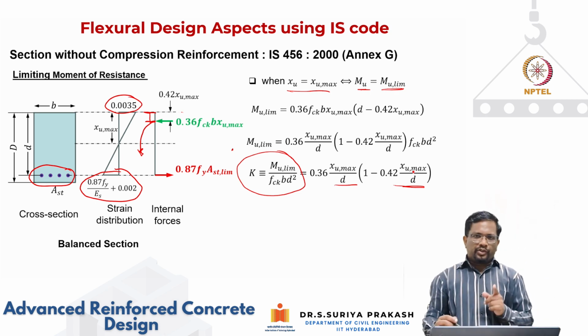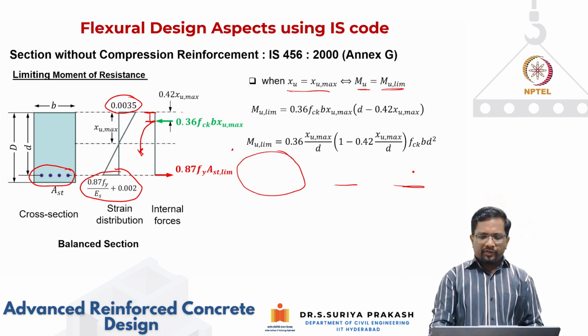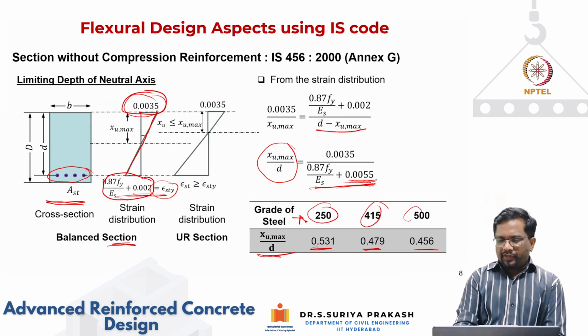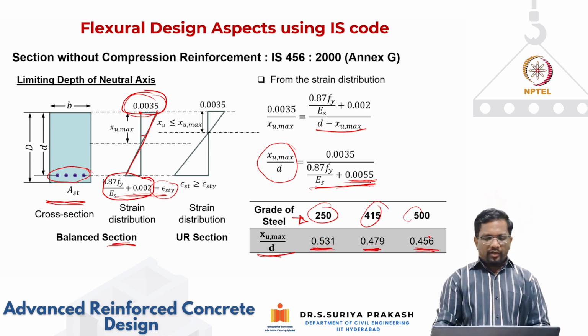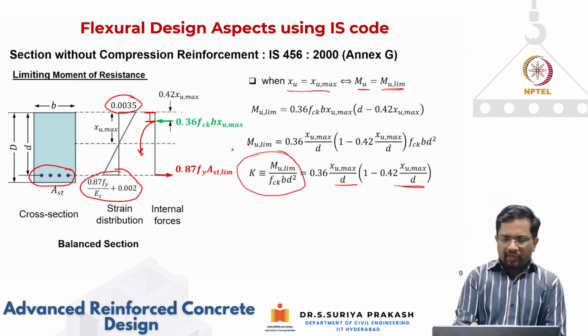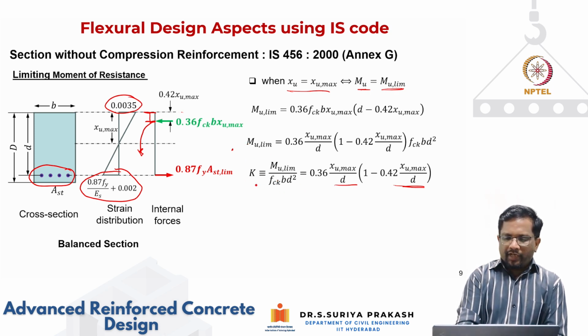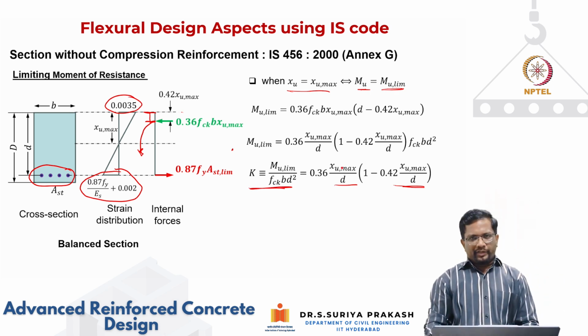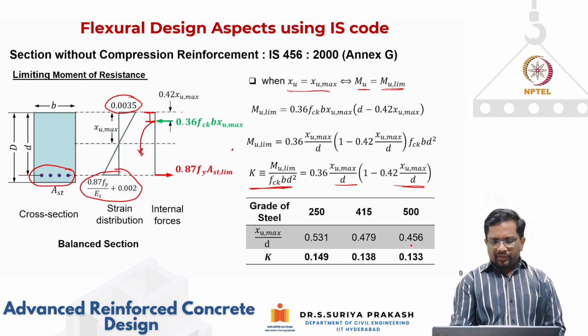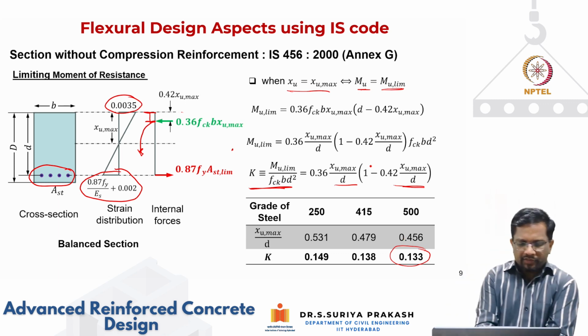Now Xu max by d, if you go back to the previous slide, we have got these values. For each grade of steel, my Xu max is fixed, right? So I can go back and plug into this equation that we have simplified and find an expression for Mu limit, or in other words K, for different grades of steel. For example, how do we get this Fe 500 as 0.133? Let's do this exercise.